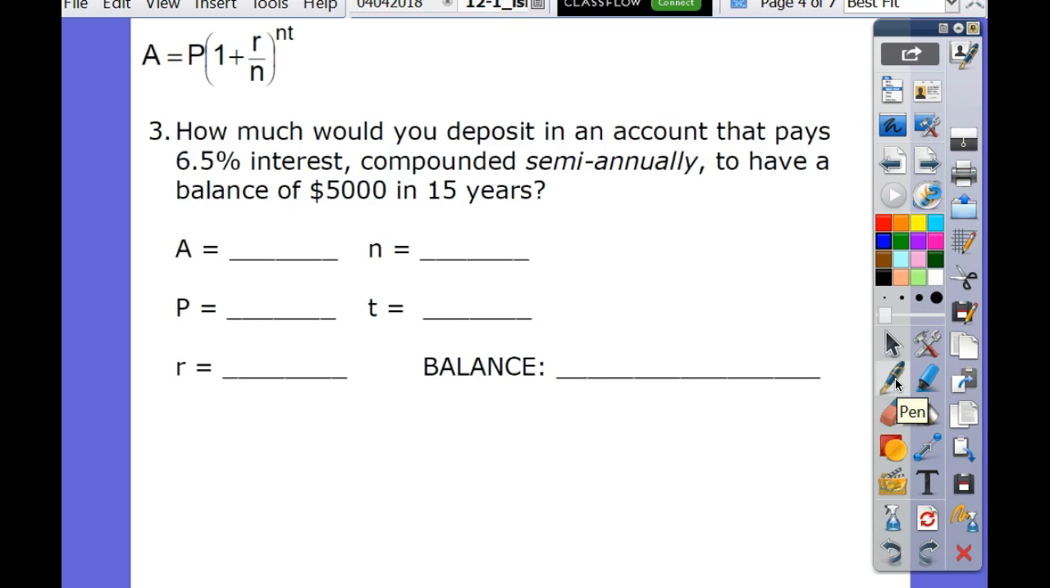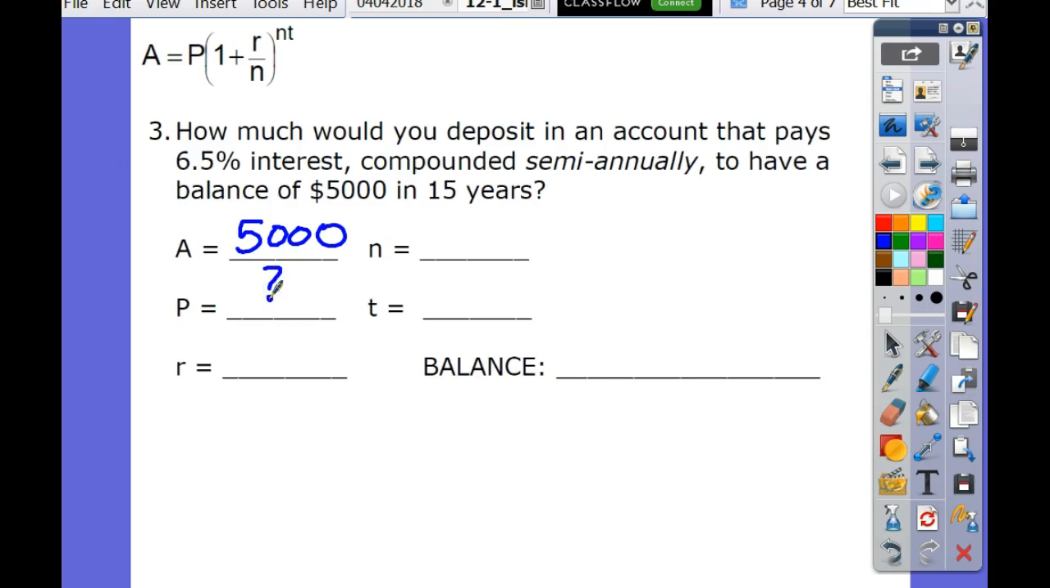Question number 3. How much would you deposit in an account that pays 6.5% interest, compounded semi-annually, to have a balance of $5,000 in 15 years? Is $5,000 how much I start with? In the way this is worded, the $5,000 is how much I end up with, and so A is the amount that you end up with, the final amount. We don't know this. This is what we're going to figure out.